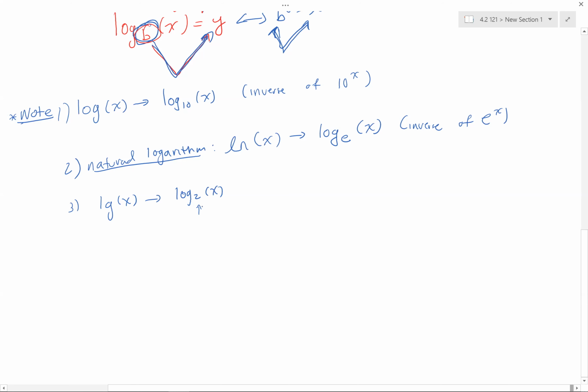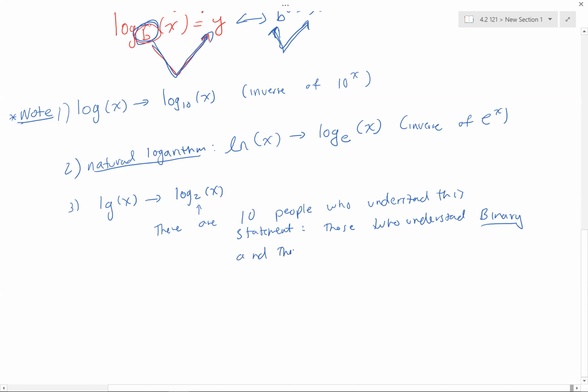So powers of 2 are really important, right? For example, if you haven't seen the joke, there are 10 types of people: those who understand binary, meaning digits of 0 and 1, and those who don't. Then you'll understand why log base 2 is important here.